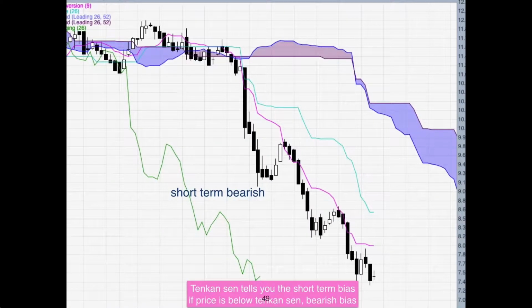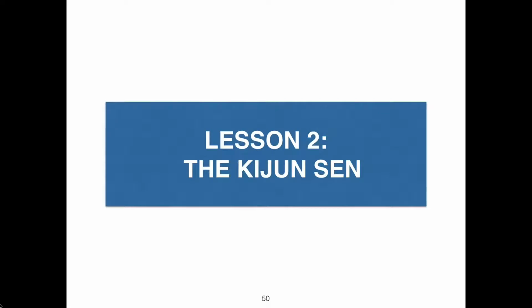Now, if price is below the Tenkan-sen, the short-term bias is bearish. This chart shows the price below the Tenkan-sen. Therefore, the short-term bias is bearish. There is also a strong momentum moving downward. The Tenkan-sen's more important purpose is for use as a buy and sell signal with the Kijun-sen to create the TK cross signal. We will discuss more about that later on in this webinar.